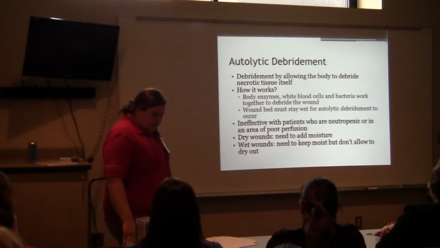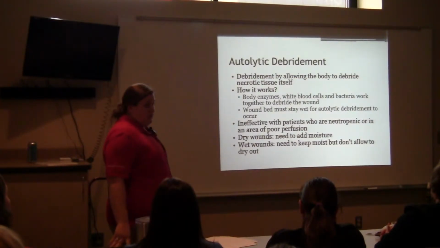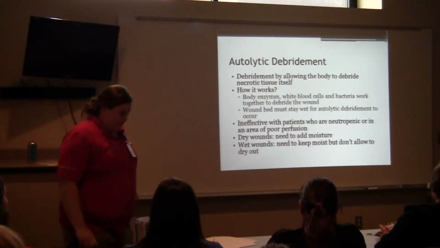So the next type of debridement is what we use quite frequently. It's called autolytic debridement. We allow the body to debride the necrotic tissue itself. So we're going to use different bandages or dressings to allow the body enzymes and bacteria to work together to kind of eat away at that necrosis.